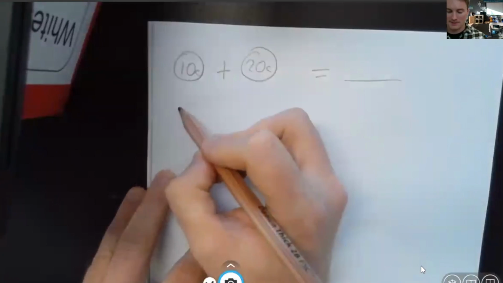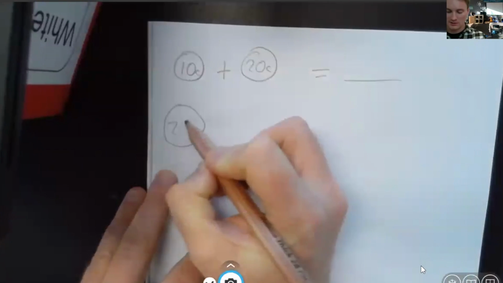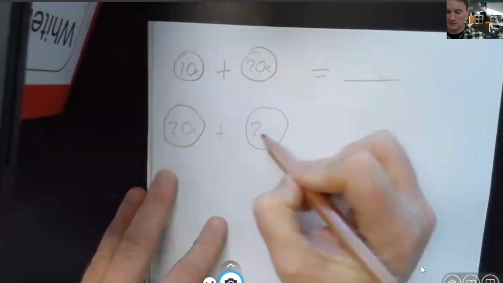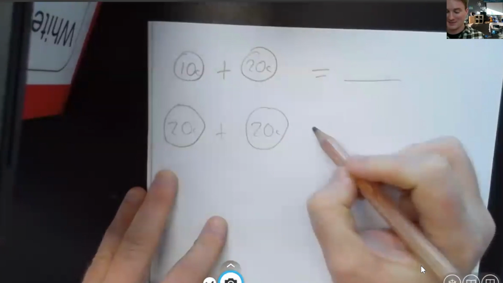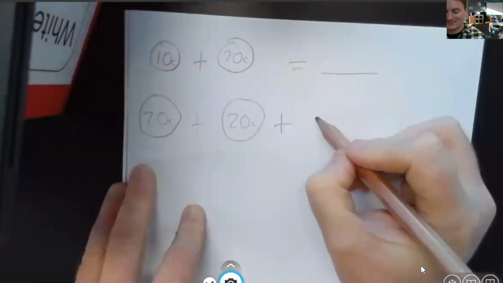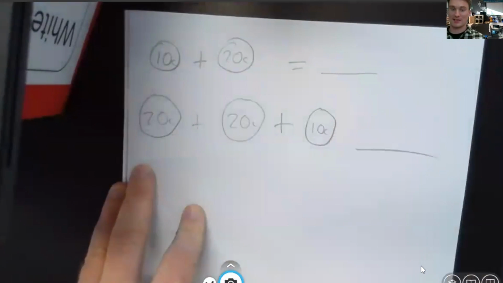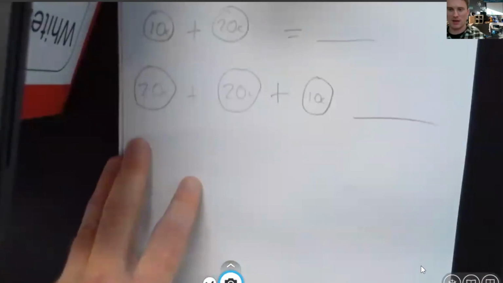What about, let's do another one. 20 cents plus 20 cents plus 10 cents. Can you tell me the answer of that one? Let's keep going. Let's make this a little bit harder.